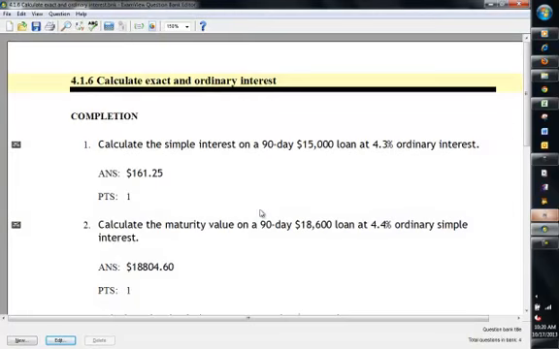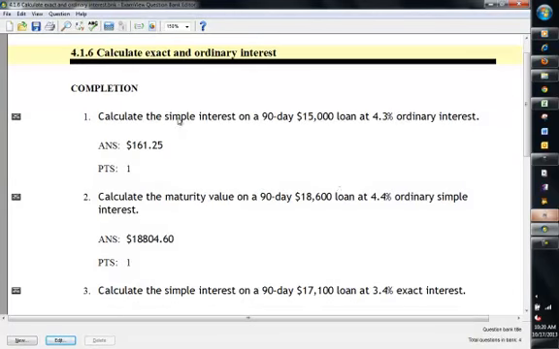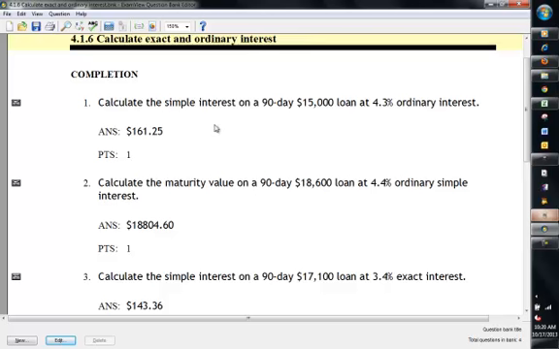All right, next one. What do you do with the difference between exact and ordinary interest? Exact interest means that the year has 365 days. Ordinary interest means that it has 360 days. So let's look at this first one. Calculate simple interest on a 90-day, $15,000 loan at 4.3% ordinary interest.